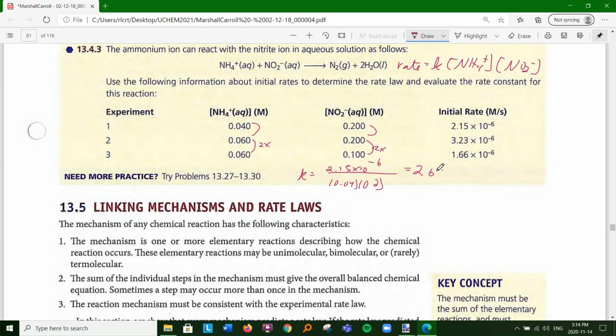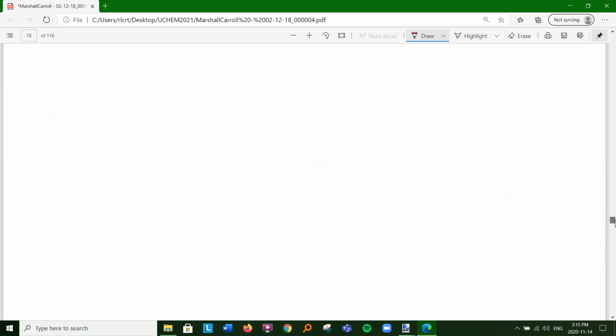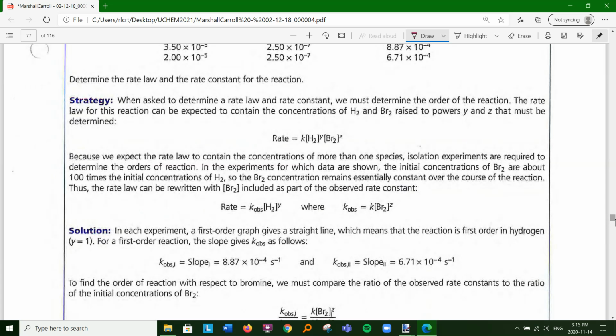Oh, the pen got stuck again. That happened last time, didn't it? 2.69 by 10 to the minus 4, which is correct. Which is a subtle way, I think, of telling me that that's all the stuff I should do on this one. I will do the 13.5 section next time.